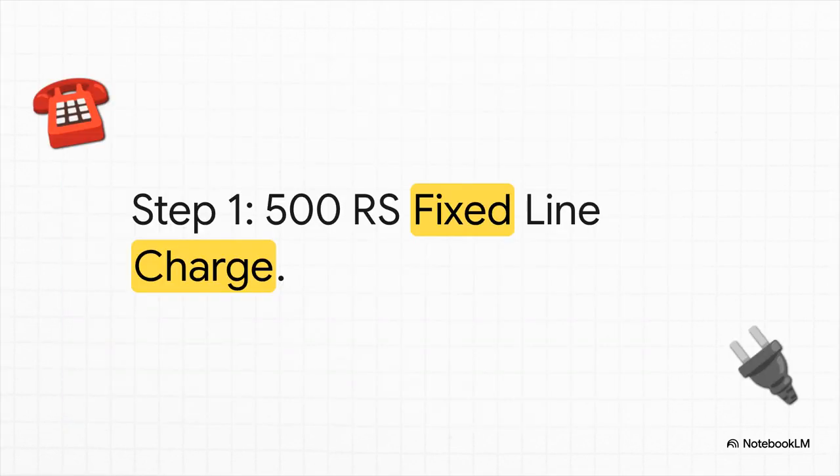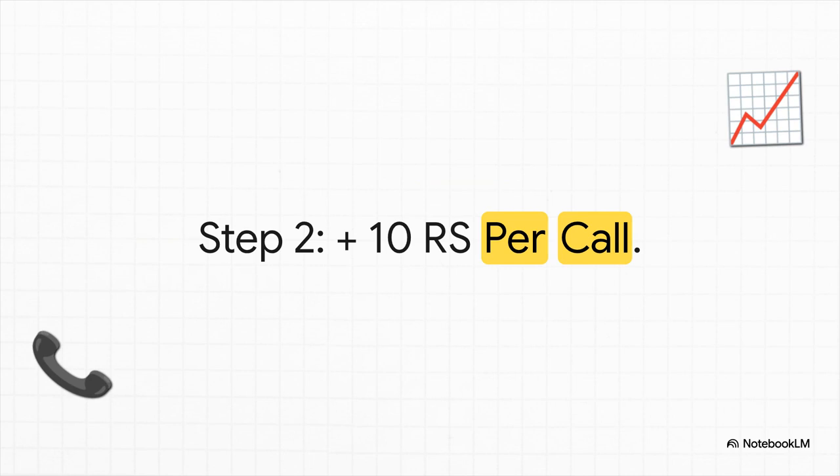The classic example here is a traditional utility or telephone bill. Step 1 of this bill is the fixed line charge. Let's say it's 500 rupees. Even if you lock up your office doors, turn off all the lights, unplug every device, and don't make a single phone call all month long, the telecom company is still going to send you a bill for that 500 rupee baseline connection charge. Frustrating, right? Let's move on and see how this builds.